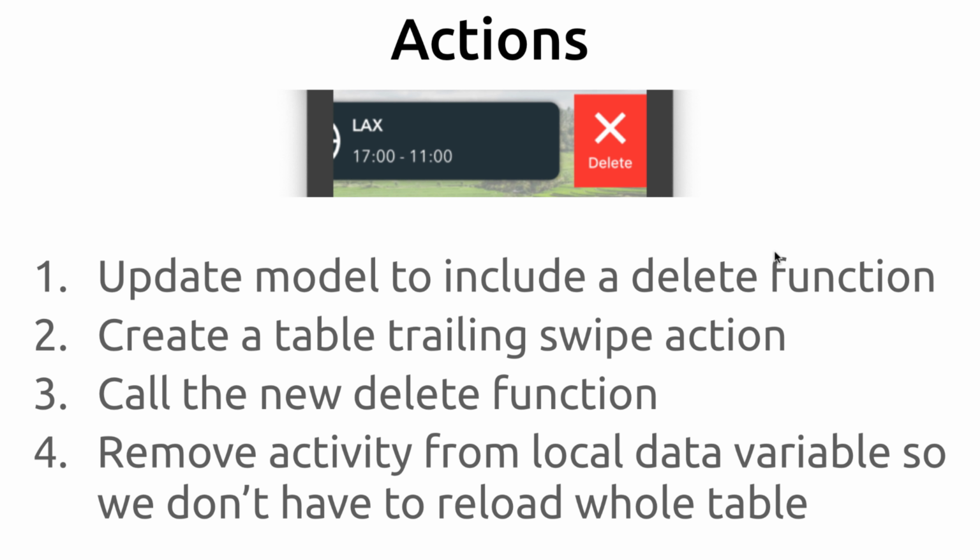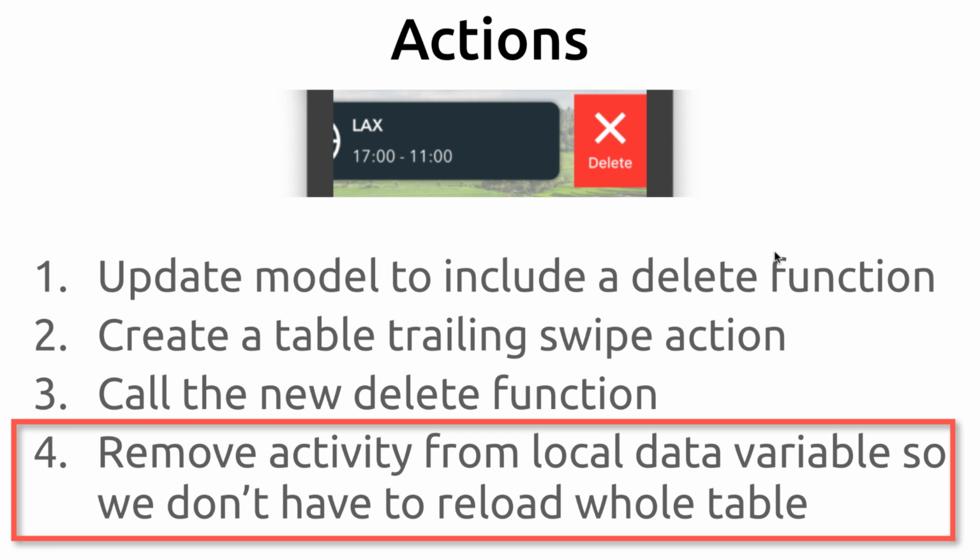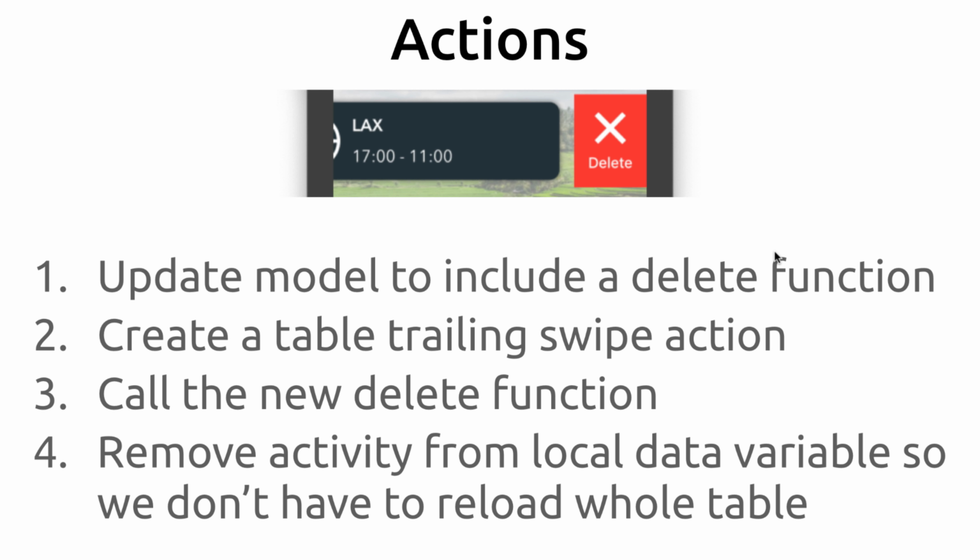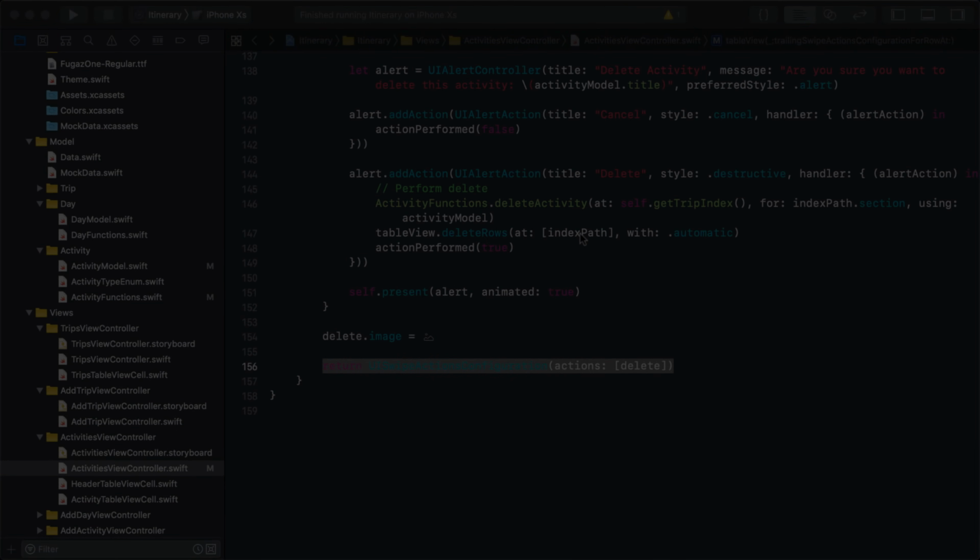Our next step is to remove the activity from the local data variable so we don't have to reload the whole table. And maybe, after looking at these steps here, maybe I should have had a step number 5, which was to delete the row from the table view. So I've already added that deleting the row from the table view, but maybe I should have done step number 4 first. So we wouldn't have gotten that error. All right, so let's go in there and handle it.